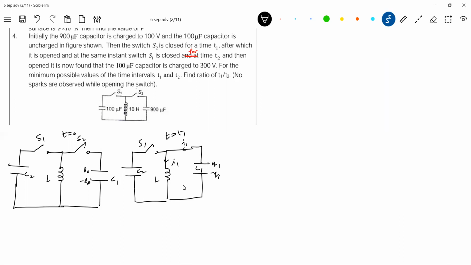So first we'll do one thing. We'll write an equation: Q naught square by 2C1 should be equal to Q1 square by 2C1 plus L I1 square by 2. Fine. Okay, what is the question asked? T1 by T2. Next, what happened? Immediately at time T1, the switch S2 is being closed. Now I'm going to open it.